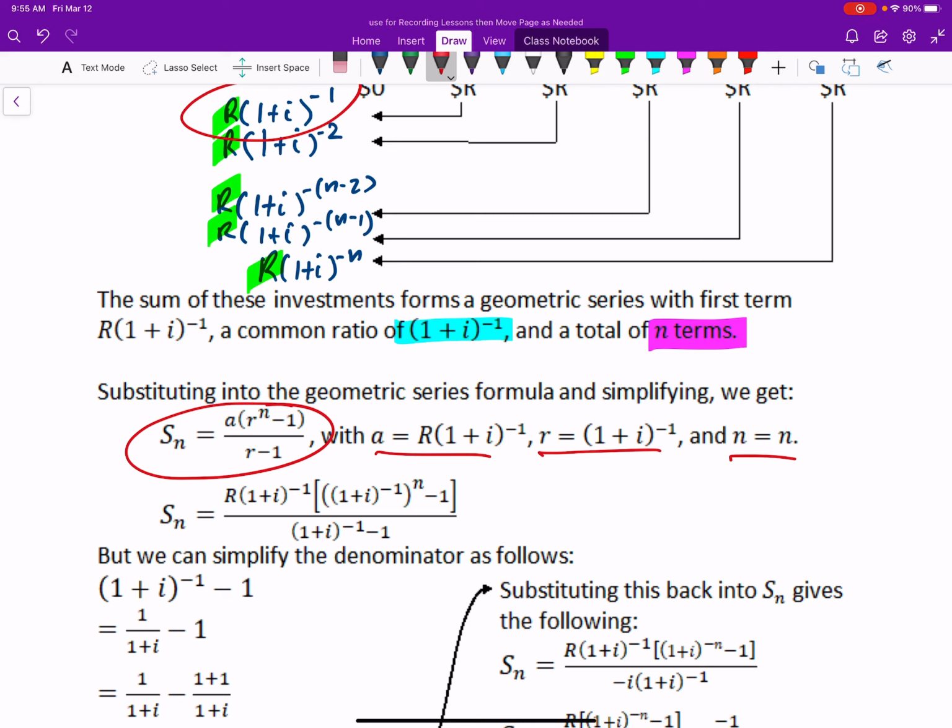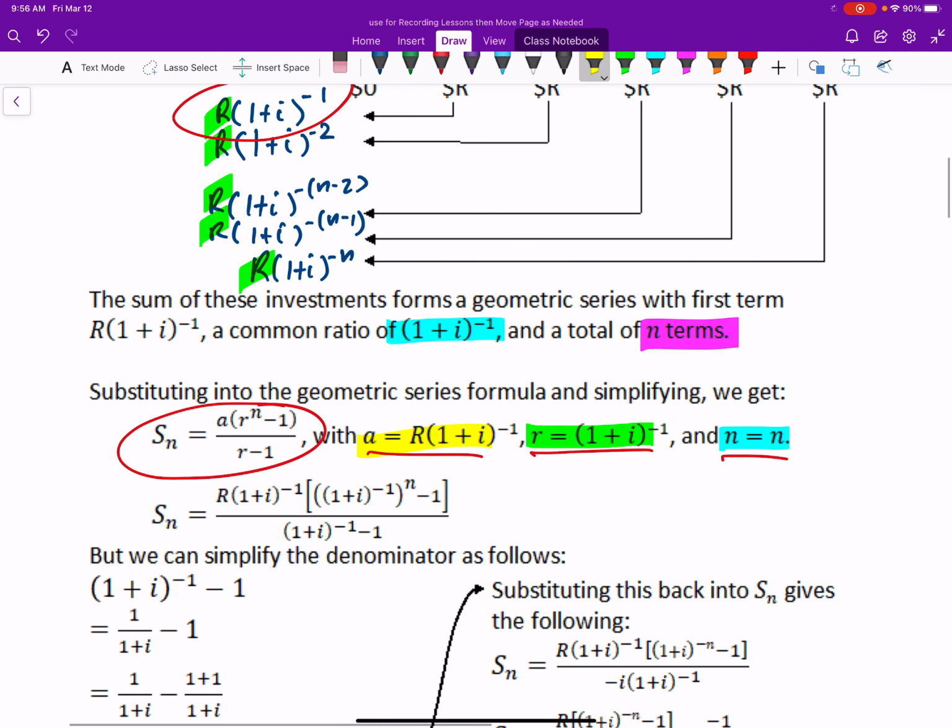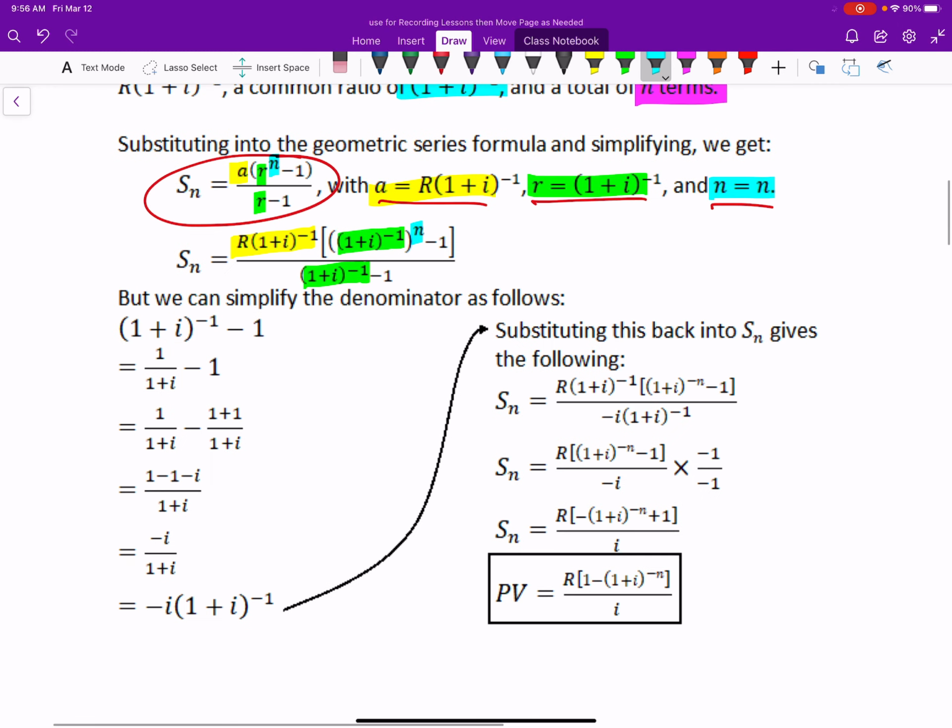If I plug these values in, let's highlight them in different colors so I can show where I'm plugging them in. So if I plug in r times (1 plus i) to the negative 1 for A, then it goes in there. And if I plug in r here and here, because r shows up in this formula in two different places, that goes there. And n is my exponent, of course, so that's just going to stay as n. Then if I simplify it, here's some math that walks us through it.